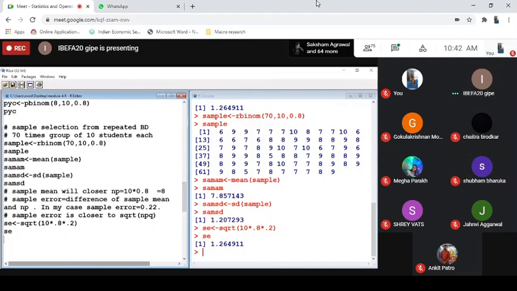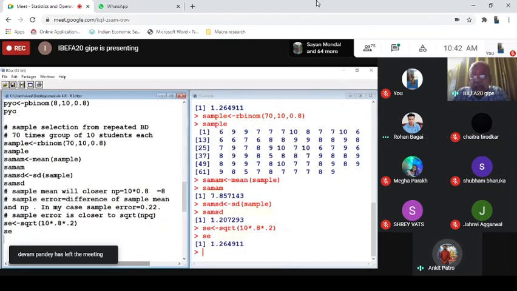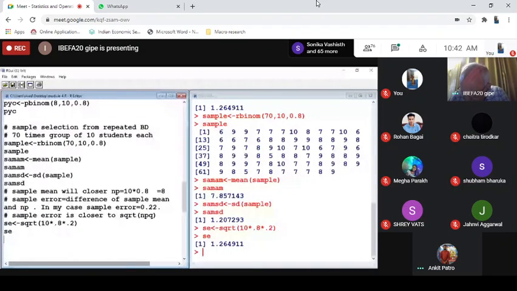I repeated it 3 times. First I computed for 50 times, next for 100 times, and the third time for 70 times. My answers are varying. For 50, my error was 0.22. Sir, as the sample increases, the error decreases, I guess. So the bigger the sample size, the smaller the error. Yes, determine a sample size where my analysis has lesser error, correct? Exactly, sir.